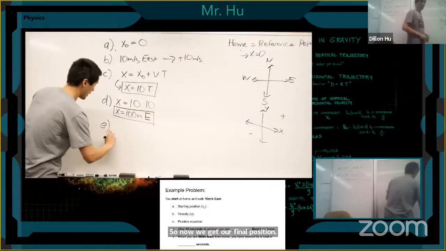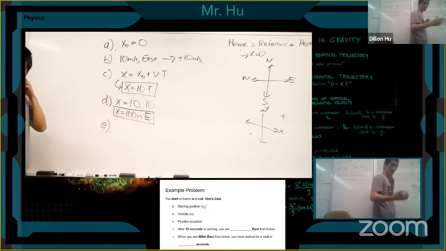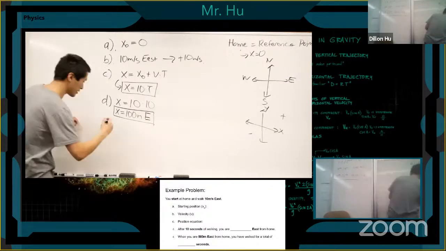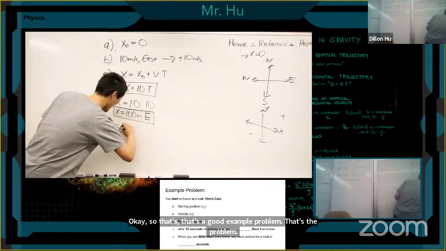Okay, so that's a good example problem. That's a problem we can do if we know our time. What if we know our distance instead? Let's say for the example, we know that our distance is 500 meters east. That means we know our final distance is 500.